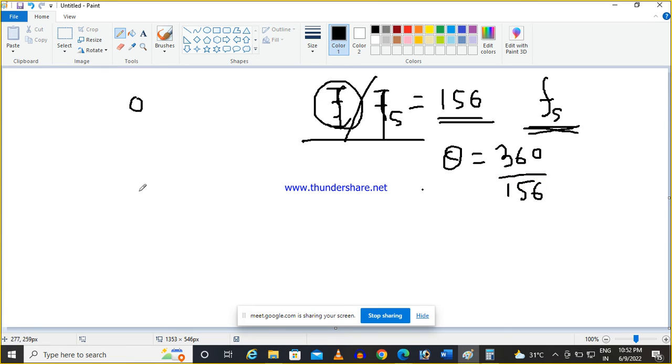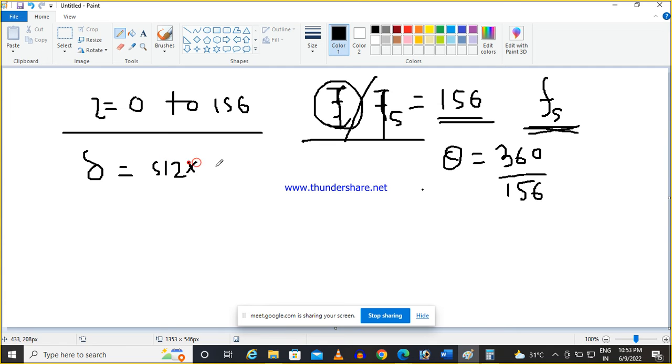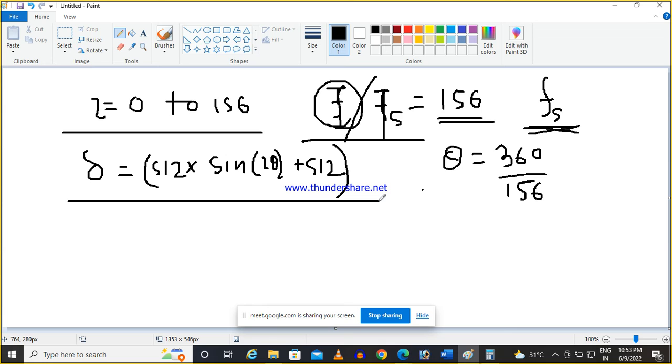Now if I rotate a for loop, i is equal to 0 to 156, okay, and my duty cycle, say my resolution is 10 bits, so 1024. What I told, resolution by 2, that means 512 into sine i theta plus 512, resolution by 2. If I rotate these things from i is equal to 0 to 156, then my duty cycle will be varying in a fashion of sine theta, and as well as my 50 hertz we will be obtaining. It's very simple, okay.